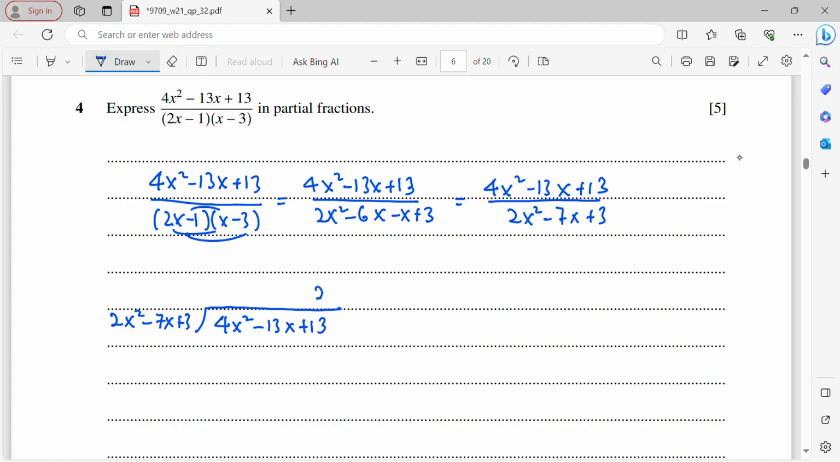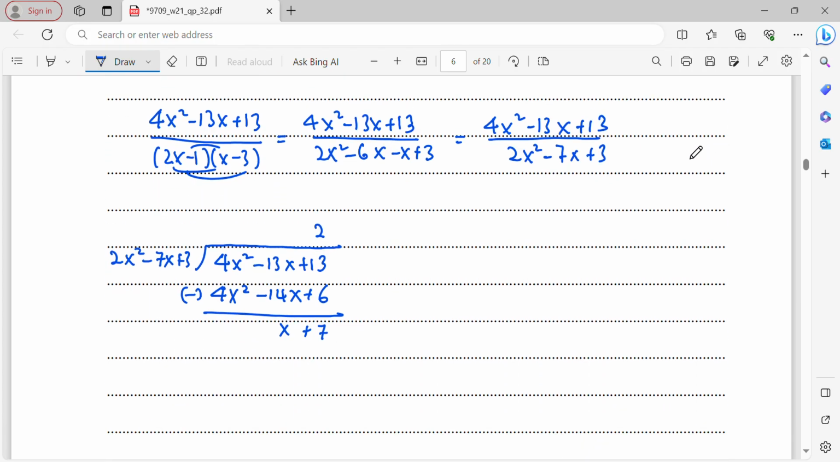So we need to times 2 to 2x squared in order to get 4x squared. So 2 times minus 7x becomes minus 14x. 2 times 3 is 6. Then now you minus. First term when you minus, you get 0. Second term, minus 13x minus minus 14x is plus 1x. So 13 minus 6 is plus 7.